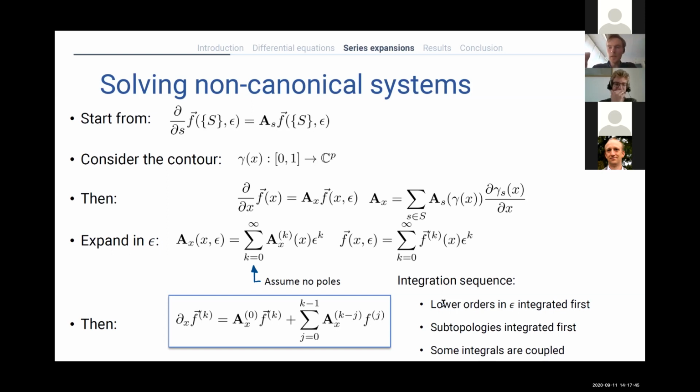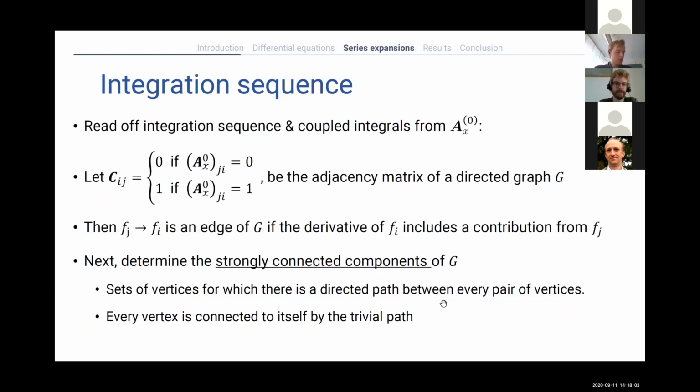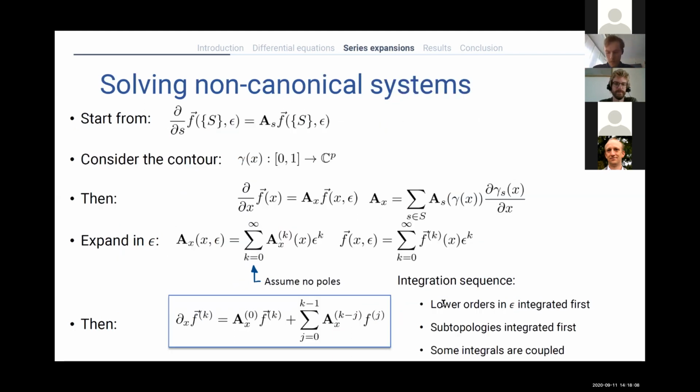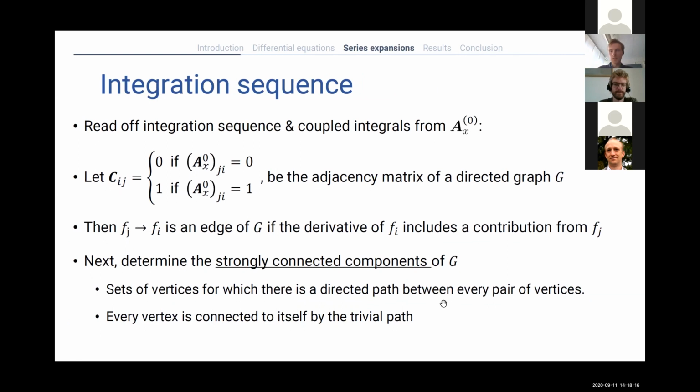But one of the difficult things here is that some of the integrals are coupled, which means that, say, if you take a derivative on the integral I, it has a component of integral j, and when you take a derivative on j, it has a component of integral I. So the derivatives depend on each other. Now, if you write a package that is supposed to solve these differential equations, in the generic case, you need some way to read off the integration sequence. And you also need to deal with these coupled integrals. So that's the next part that I'll explain.